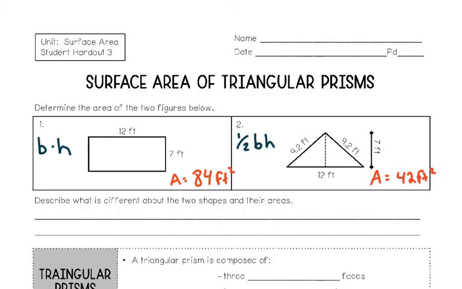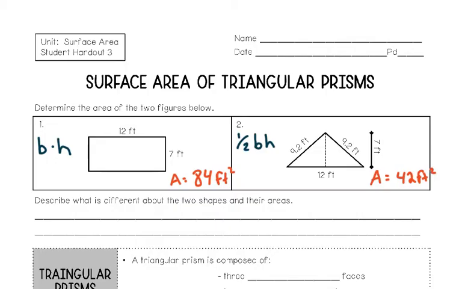For a triangle, I know the formula is 1/2 the base times the height. The base is 12, the height is 7. The height is the distance from the very tip to the bottom. So I don't need to use the 9.2 at all. When I multiply 12 times 7, I end up with 84, and then take half of it, or divide it by 2, and that's how I get 42 square feet.